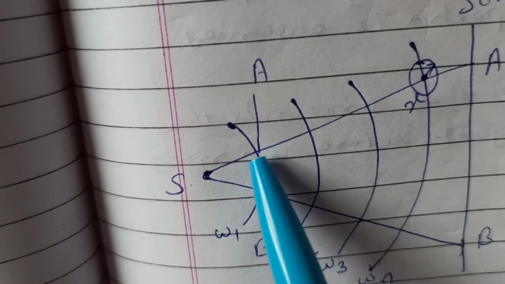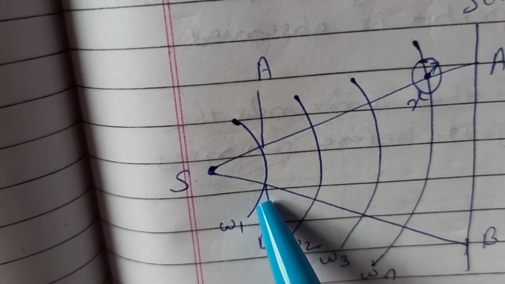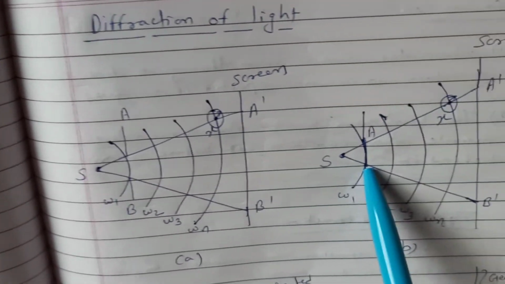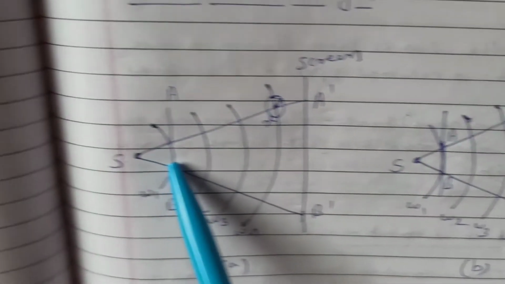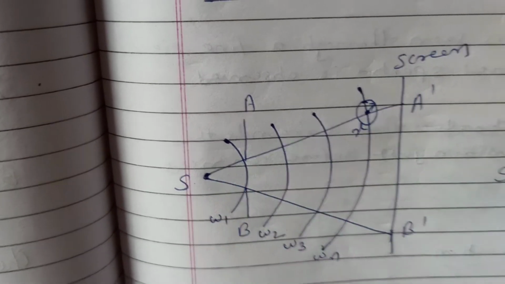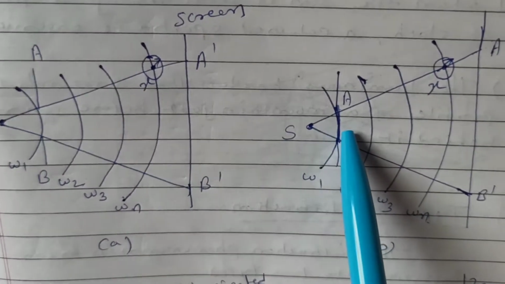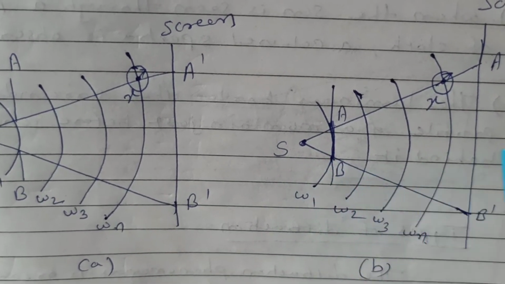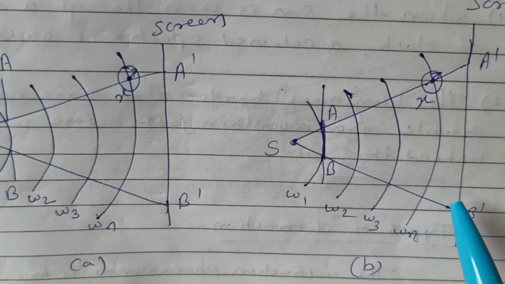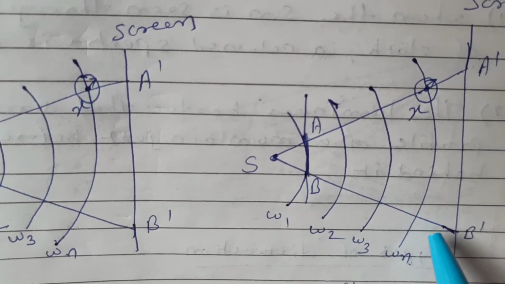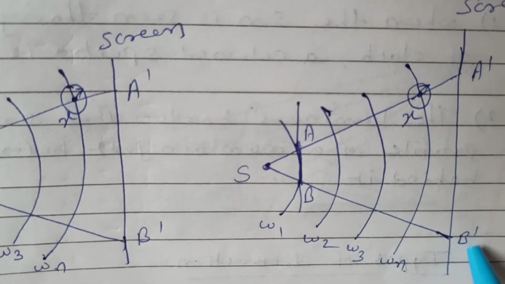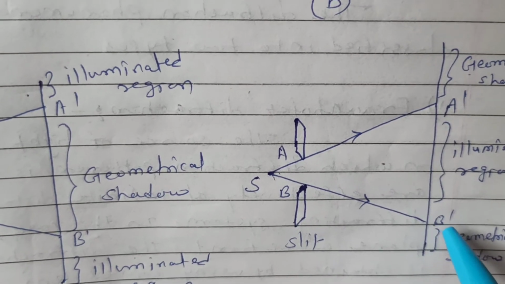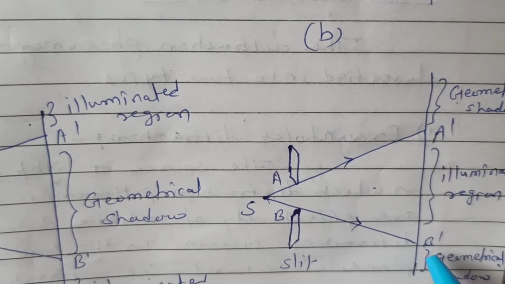Now replace this aperture AB by this screen AB. This is the open surface and this is the closed surface. The region between A dash B dash is a geometrical shadow region, but light makes its entry at A dash B dash. No sharp geometrical shadows are observed.